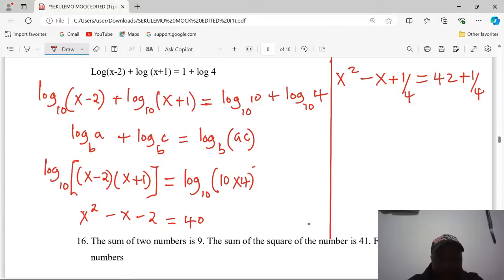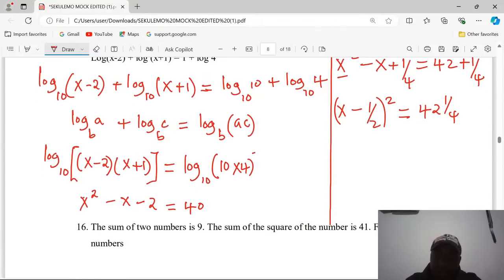When we start factorizing, this is supposed to be the square root of this part: x minus a half, squared, equals to 42 and a quarter. So with this now, we can take the square root of both sides, whereby we shall say x minus a half equals to the square root of the other side, 42 and a quarter. We get 6.5.